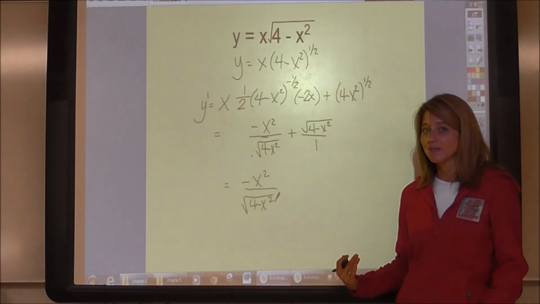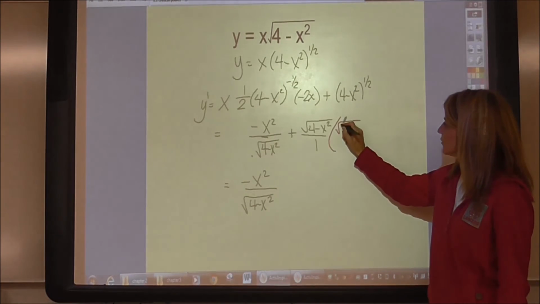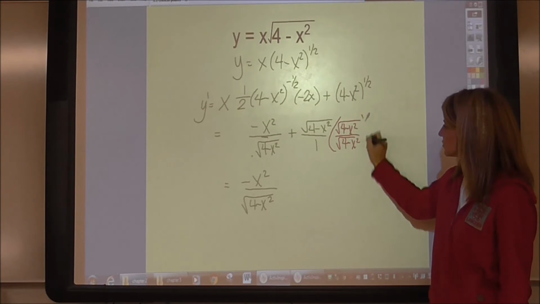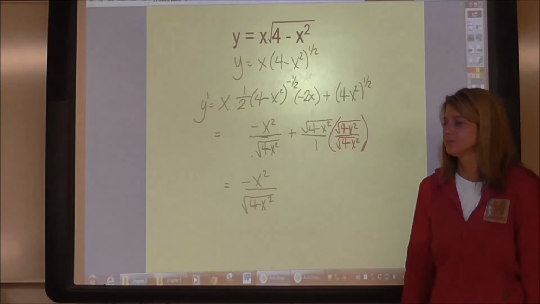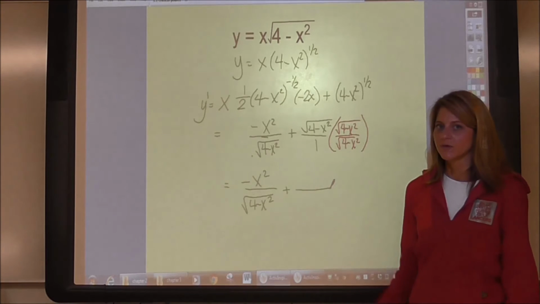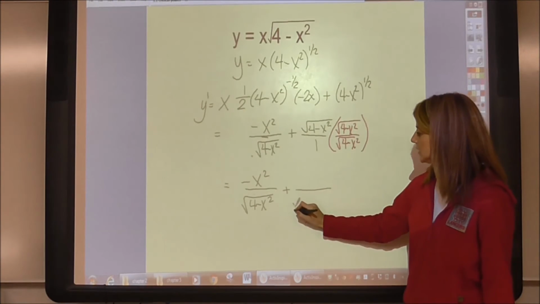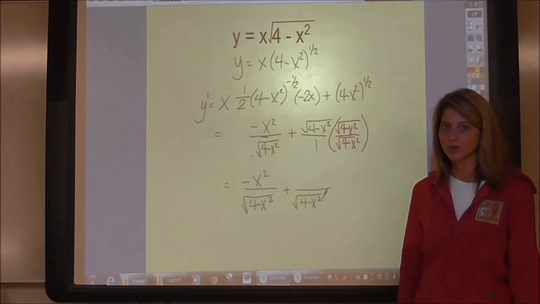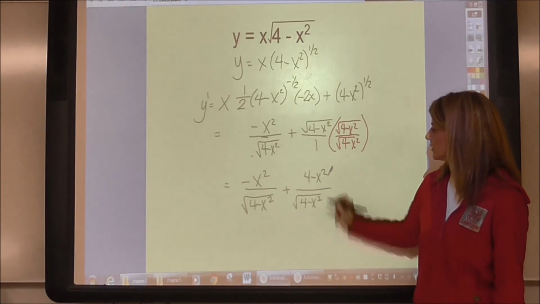What do you multiply the second fraction by? Square root of 4 minus x squared over square root of 4 minus x squared. Now you see why this is actually going to be okay? Okay, so if I multiply these two together, well, my denominator is square root of 4 minus x squared. What happens to your numerator? Square roots cancel. So you have 4 minus x squared.